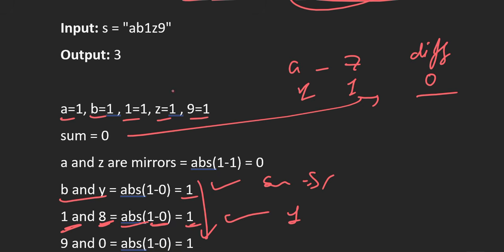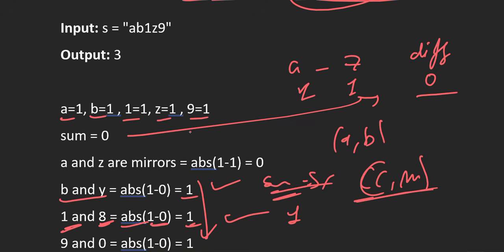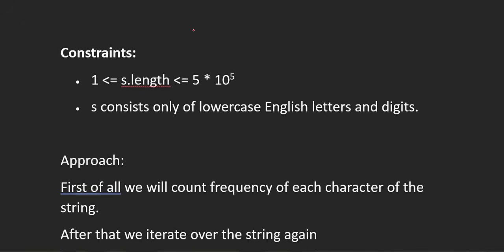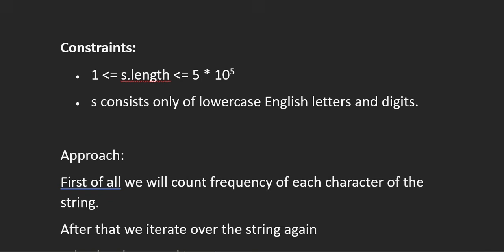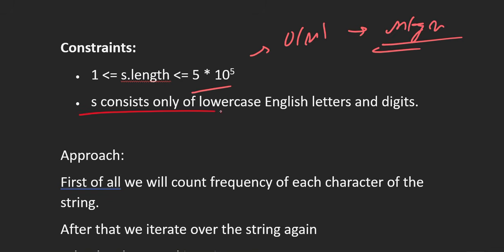So we will find the difference for all the pairs of character C and mirror M, add their differences to the sum, and at the end we return the total sum. Here the total sum is 3. The constraints say the string length can be up to 5 times 10 to the power 5, so we have to think of an O(n) or O(n log n) solution. It is also given that the string consists of lowercase English letters and digits. So let's see the approach.